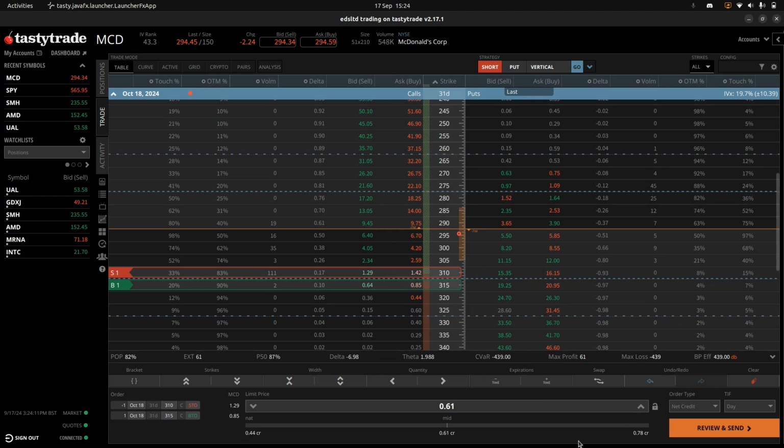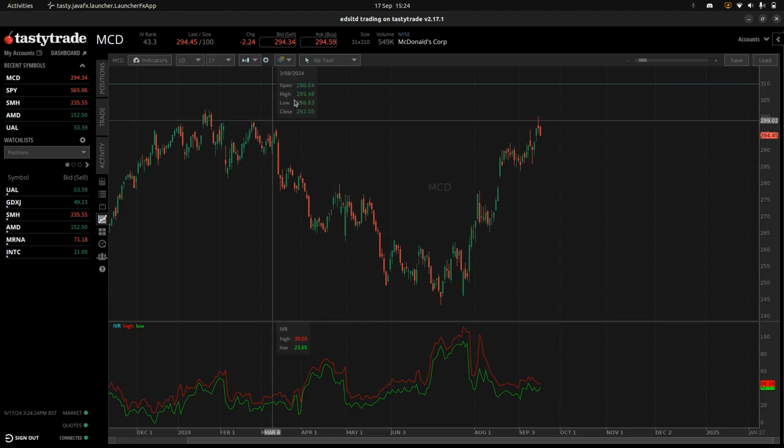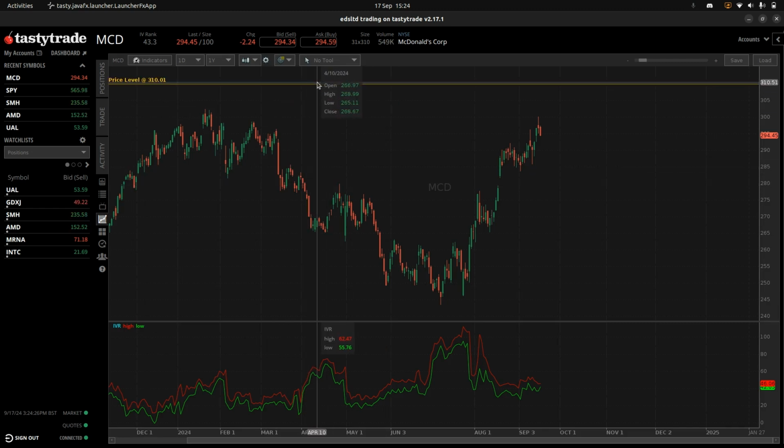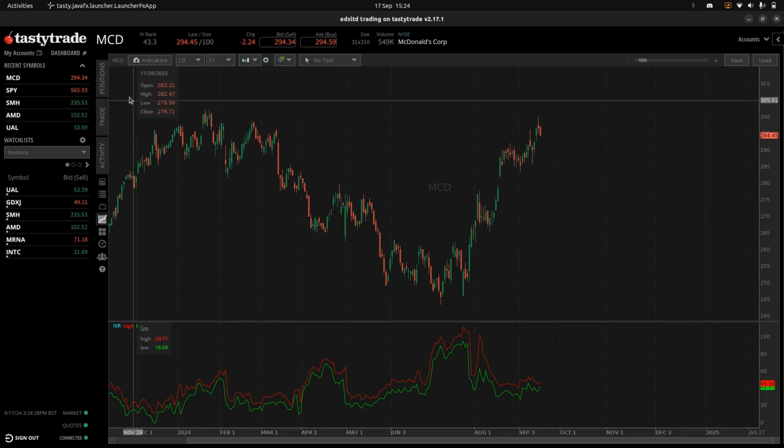You'll collect half as much premium. However, your probability of profit just skyrockets upwards because you only got a risk on one side. So by all means, you can manipulate these positions and do whatever you feel needs to be done. So that's an example of how you can find a position on McDonald's.